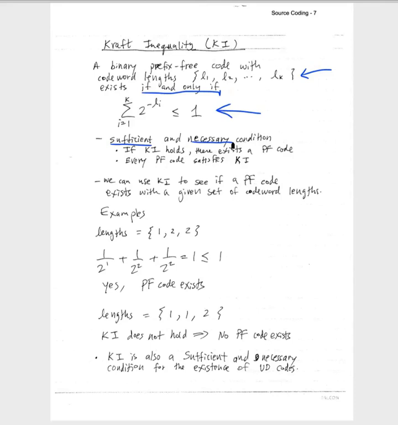What this means is two things. It means that if the Kraft inequality holds, then there exists a prefix-free code. The reverse says every prefix-free code satisfies the Kraft inequality. So we cannot use this result to find a prefix-free code, but we can use the Kraft inequality to see if a prefix-free code exists with a given set of code word lengths.